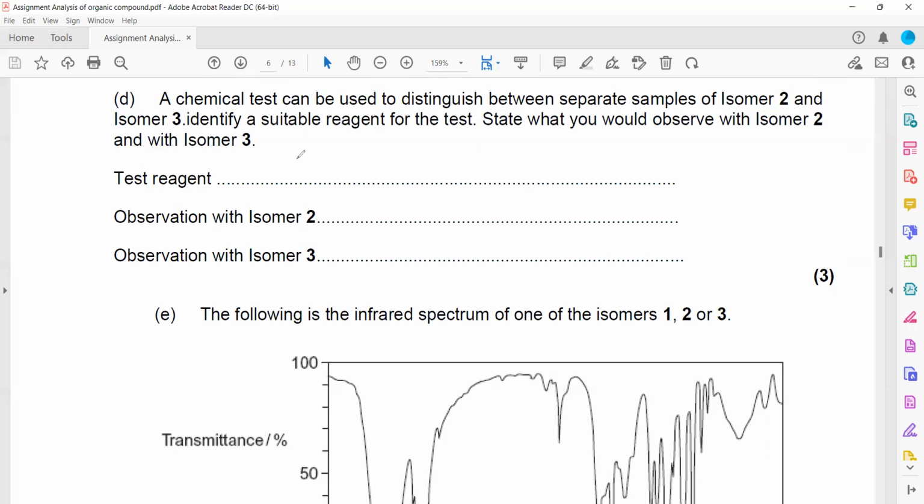So if we add Fehling's or Benedict's solution, the aldehyde will form a red precipitate, that is copper(I) oxide. But with the ketone, there will be no change. It will remain blue. Originally it is blue in color, it will remain blue, there will be no change.